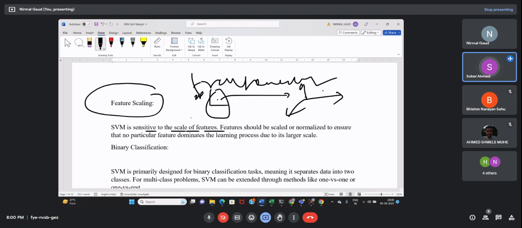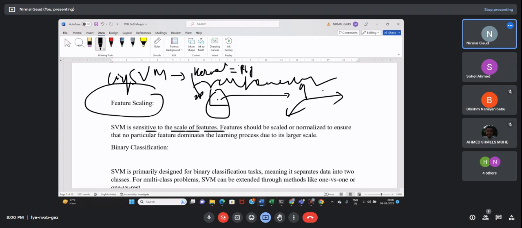By default, is the support vector machine set up as linear or non-linear? See, in general, we have linear SVM. In general, we say linear SVM. There is a hyperparameter: you need to put a kernel function. If you put a kernel function here, for example RBF, now it will behave non-linearly.